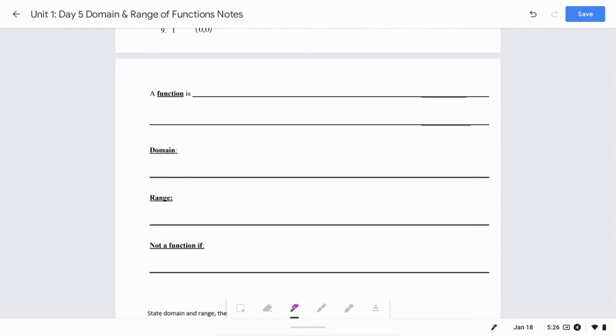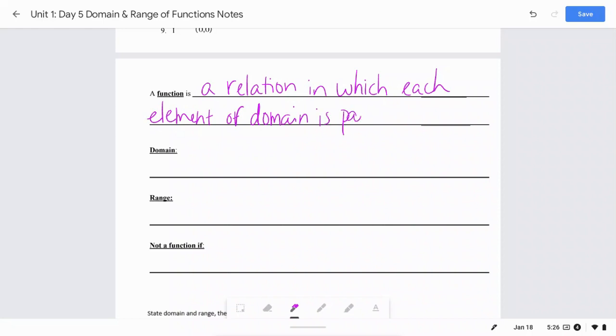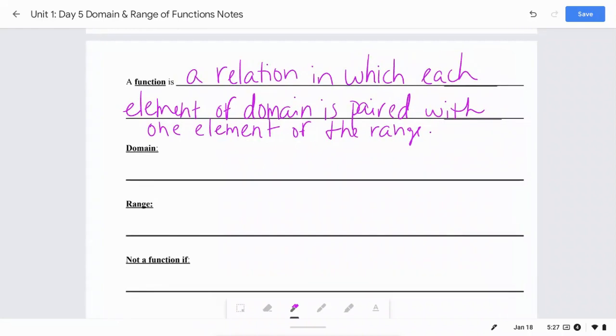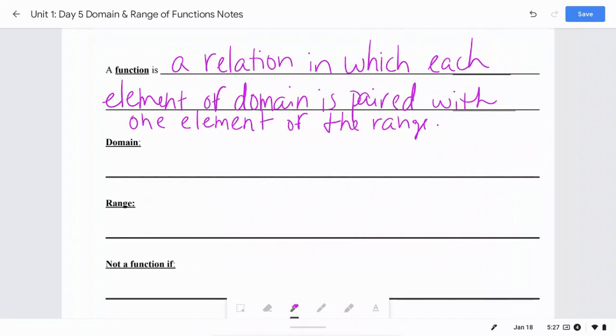So a function is a relation in which each element of the domain is paired with one element of the range. And in order to understand that definition, we need to define domain and range.